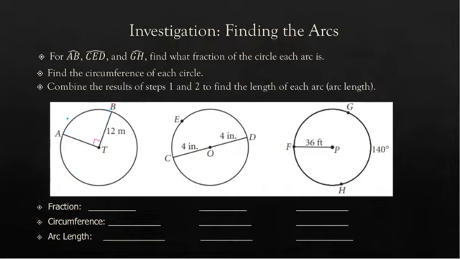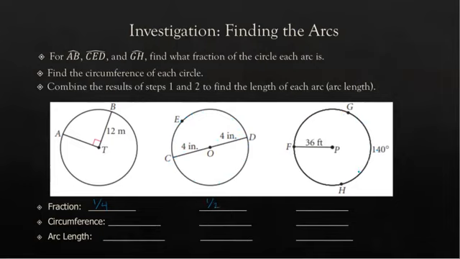Right here, AB is 90 degrees. So 90 over 360 is 1/4. Let's do this fraction, CED. This is a straight line, so this central angle is 180. The arc is 180 degrees, and 180 degrees over the total 360 degrees is half the circle.